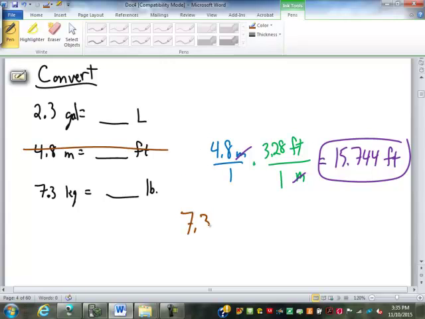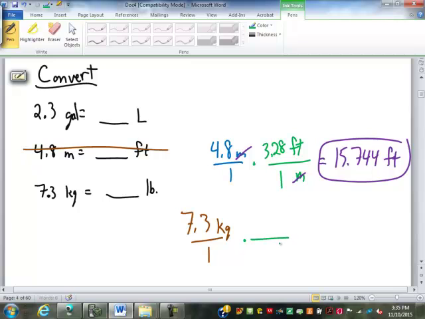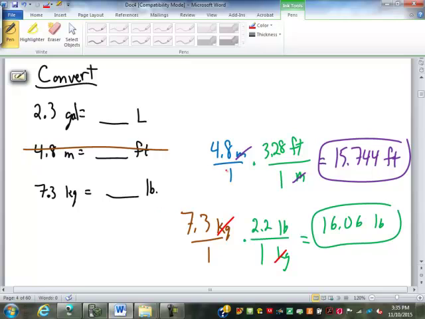7.3 kilograms into pounds. So we're going to put that over 1. Kilograms on bottom, pounds on top. Again, 1 kilogram is 2.2 pounds. So we get what? 16.06 pounds. Again, kilograms cancel out, and it's just 7.3 times 2.2.